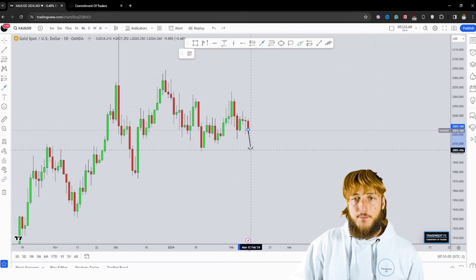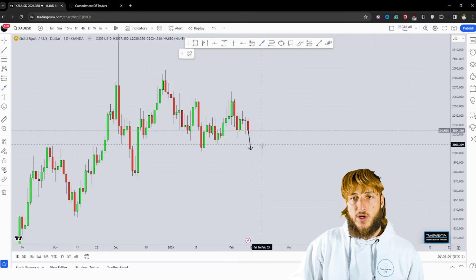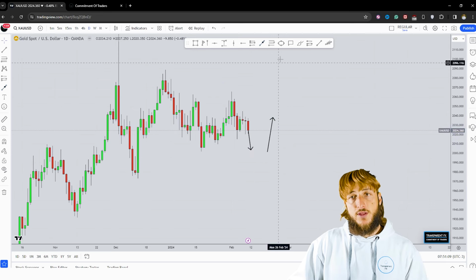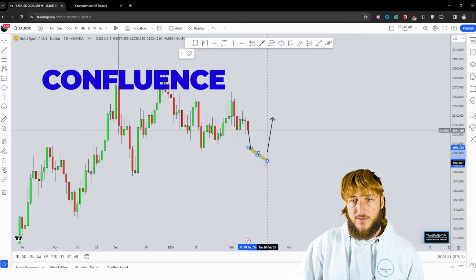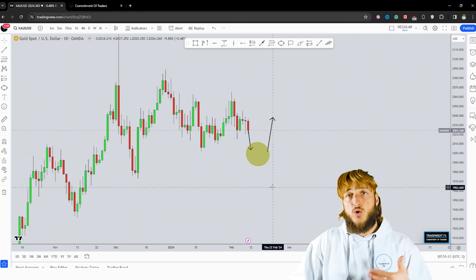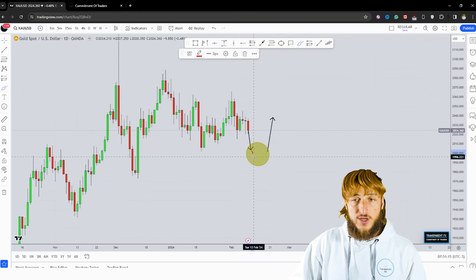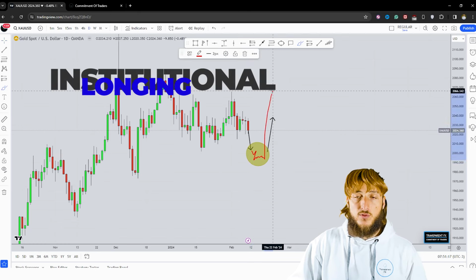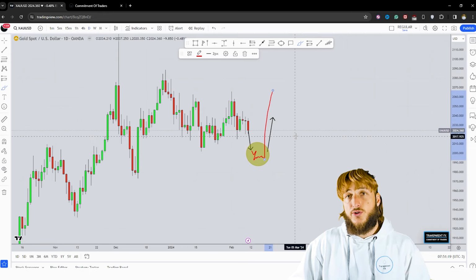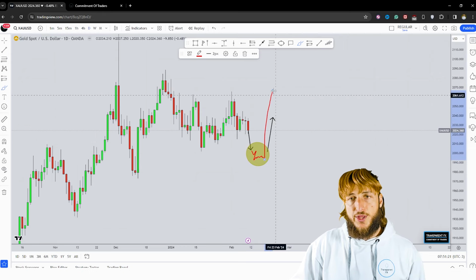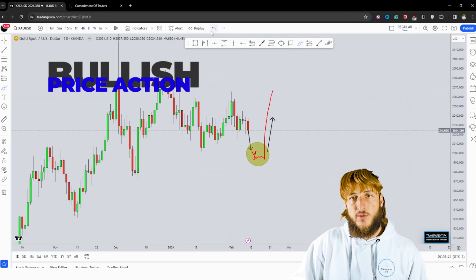Therefore, if we will see a bit more bearish continuation for the market to go for a deeper test of the confluence of support that we have identified on the monthly time frame, that would open the way to see more institutional longing inside of the confluence of support, which at that point could further increase the probabilities of a potential rejection to the upside away from this level.